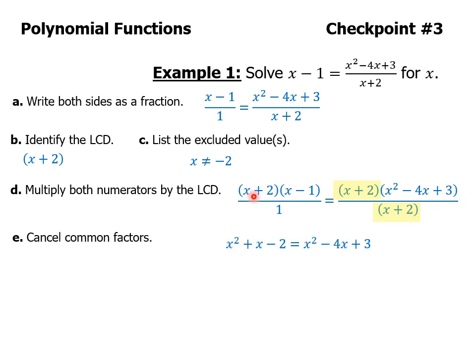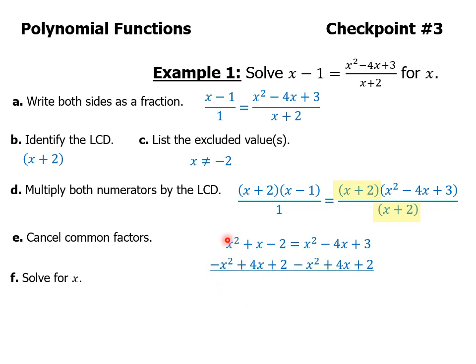And on the left, x plus 2 times x minus 1 multiplies out to be, let's see, x times x is x squared. x times minus 1 is negative 1x. 2 times x is 2x. 2x minus 1x is 1x. 2 times negative 1 is negative 2. And now we're ready to solve for x.